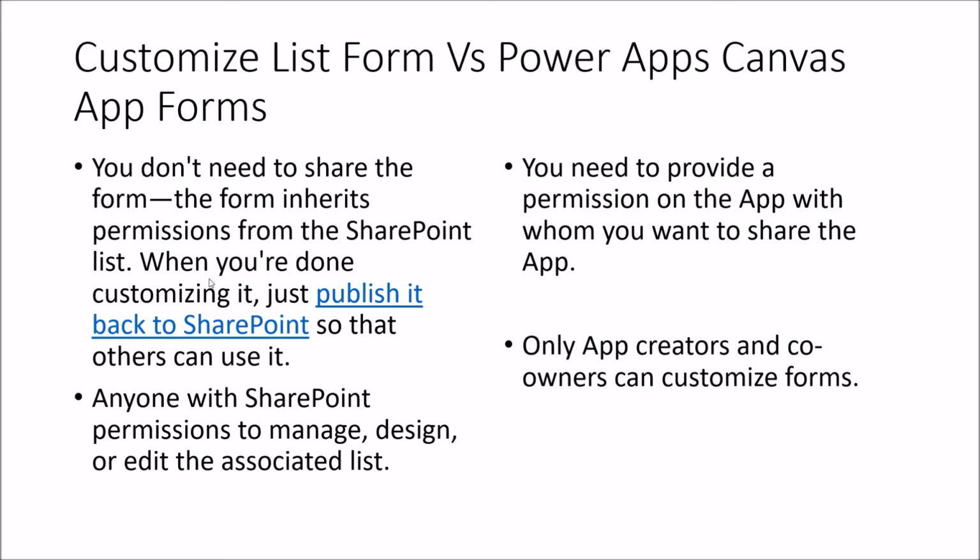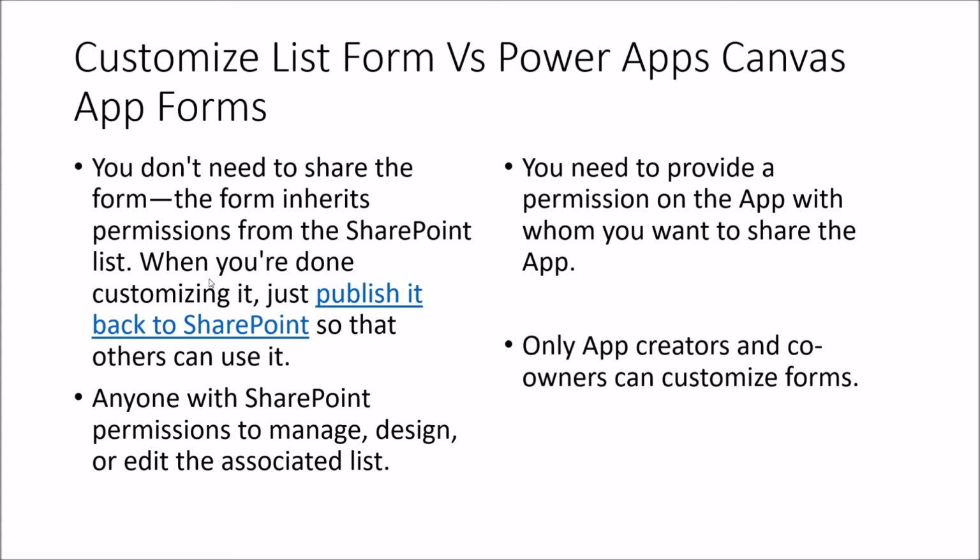In case of a customized list form, you don't need to share the form. The form inherits the permissions from the SharePoint list automatically. When you are done with your customization, you just need to publish the form back to SharePoint so everyone can use it. In case of a standalone Canvas app, you need to provide permission to the users with whom you want to share the app. So basically you need to share the app with all the users whom you want to provide access to. That is an additional step you need to perform in case of a standalone Canvas app.